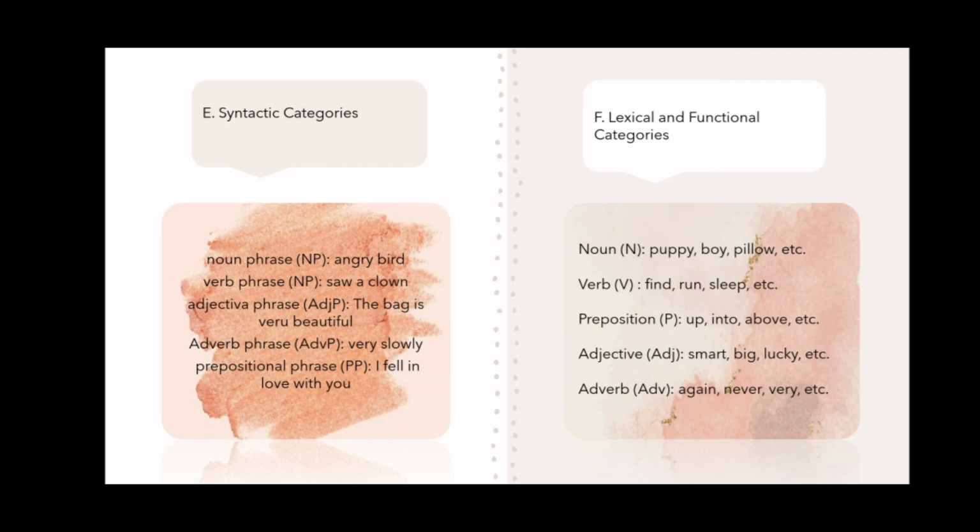And then a preposition. Preposition is a word or a group of words used before a noun or pronoun to show place, position, or time. And then adjective is a word which precedes, qualifies a noun or pronoun. And the last is adverb. Adverb is a word class that describes a verb, an adjective, or other adverb.